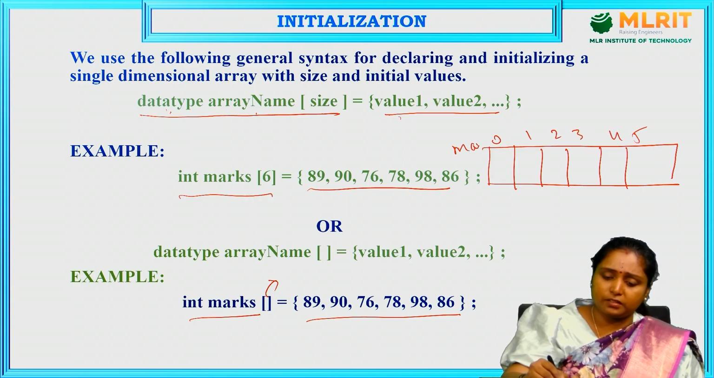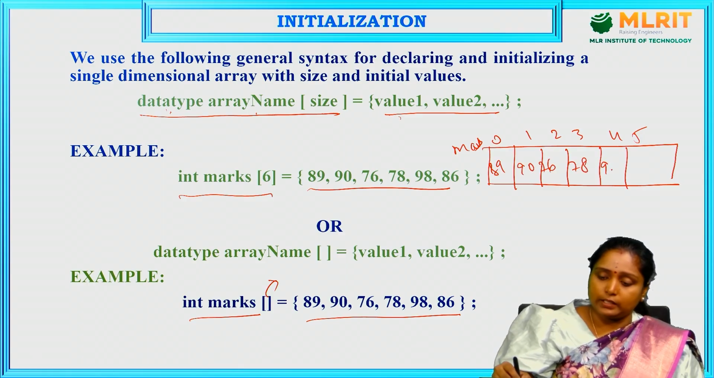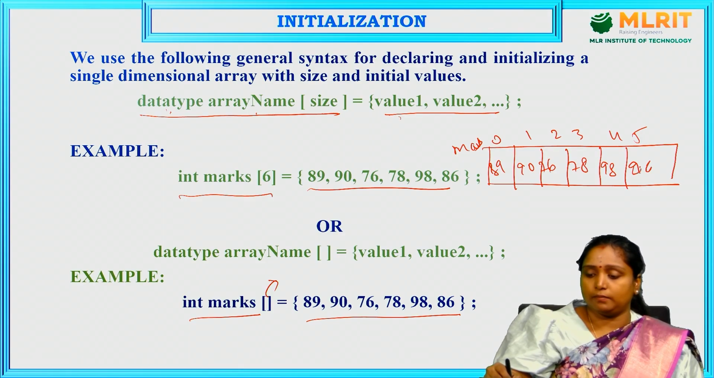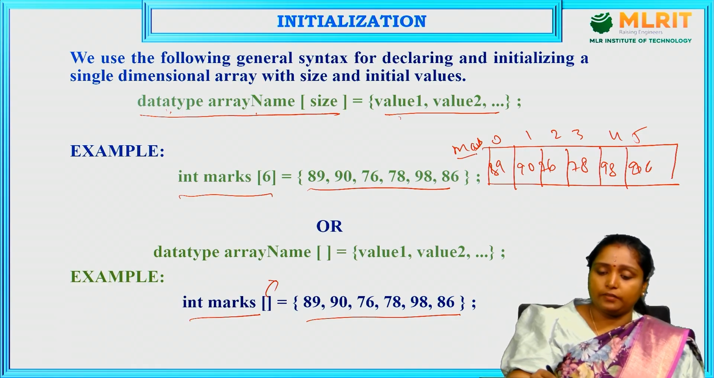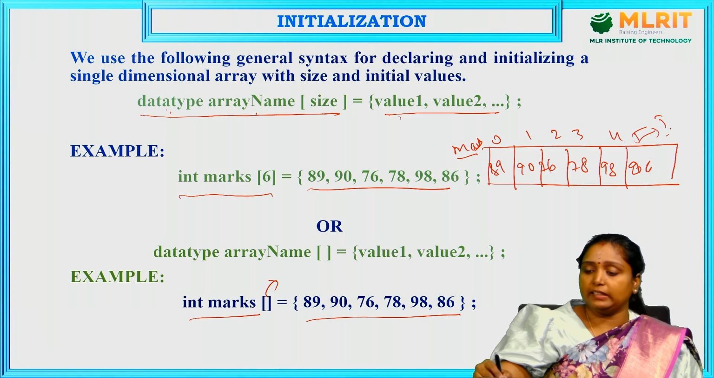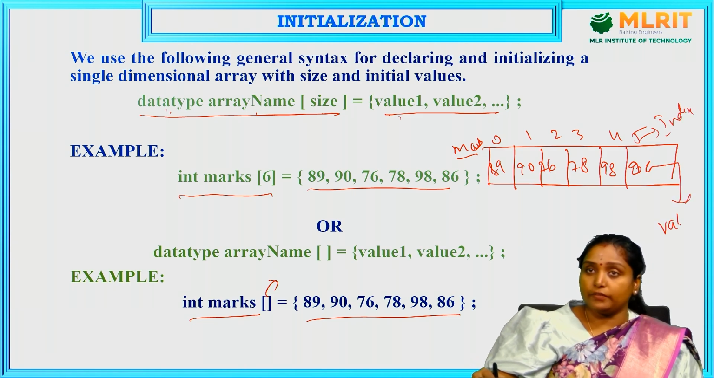This is marks: 89, 90, 76, 78, 98, 96, 86. So marks is a variable name. These are called index values, and these are called values of the variable.